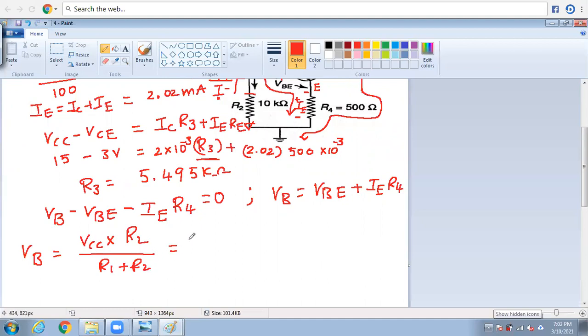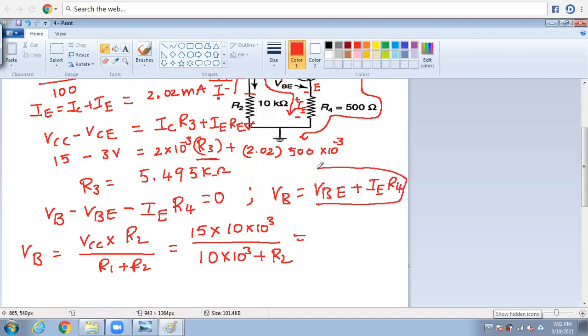VCC is already given by the examiner as 15 volts. R2 is given as 10 kilo ohms, 10 to the power of 3, and you have to find out R1. The VBE value is already given. VBE is how much for a silicon transistor?